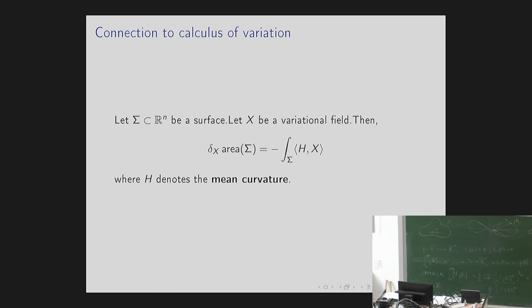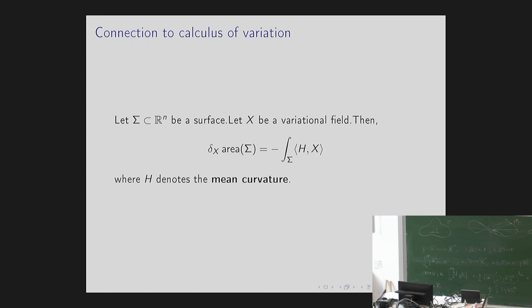And what this vector field allows you to do is move your surface. We can just flow along this vector field and produce new surfaces. Maybe let me just draw it like this. And the right-hand side in this equation is just the following thing. For every t, I can compute the area of this surface sigma t, and then I can take the derivative at t equal to 0, and that's this thing.